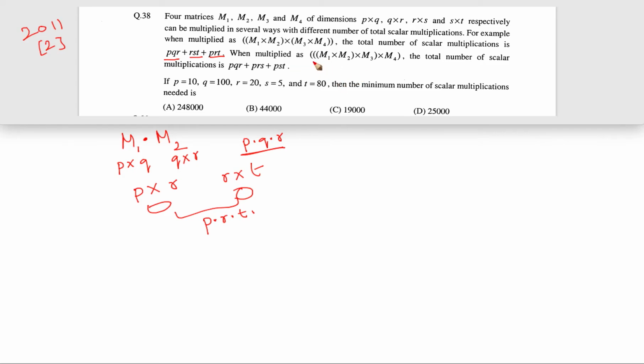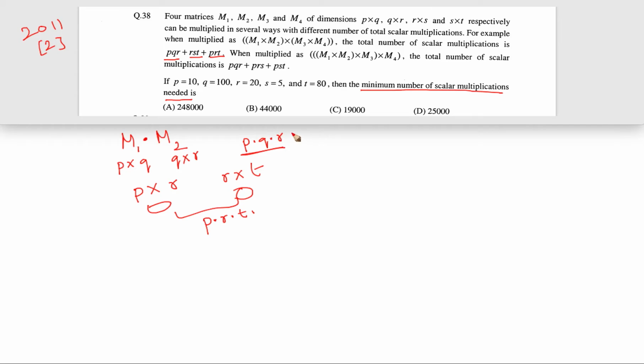And similarly they have given another example with another way of associating the matrices and multiplying them. They have given the values P, Q, R, S, T. All these 5 values they have given, and from that you can find all the 4 dimensions. But what eventually you have to do is find the minimum number of scalar multiplications needed. Minimum with respect to what? Minimum with respect to the many ways in which it can be done.